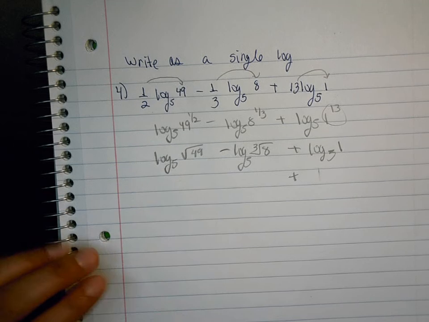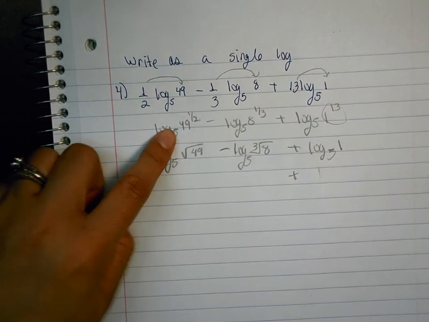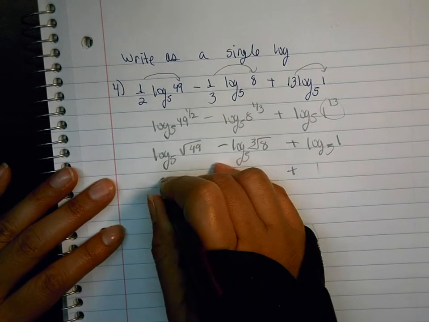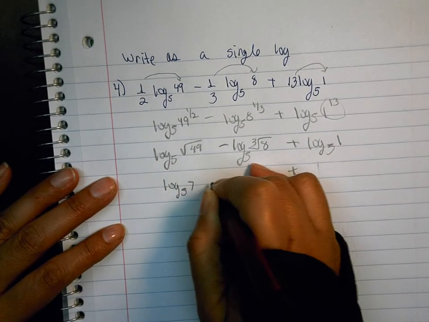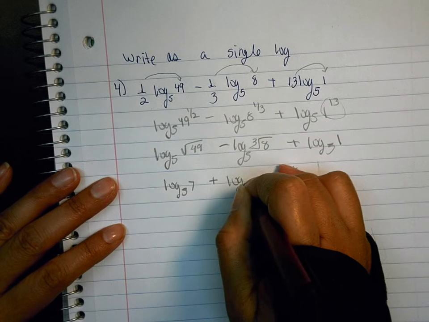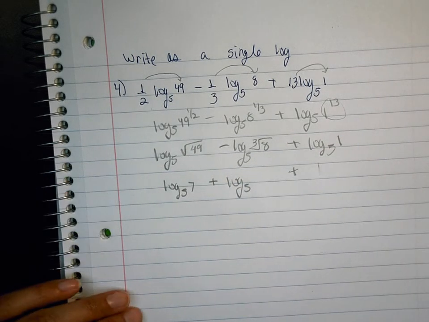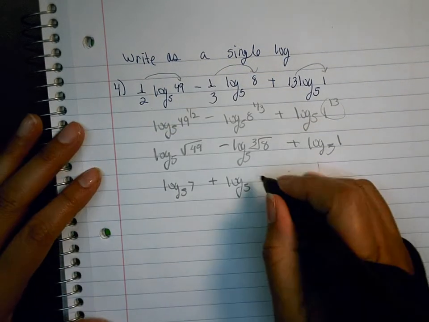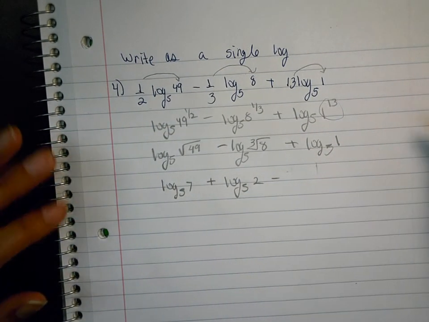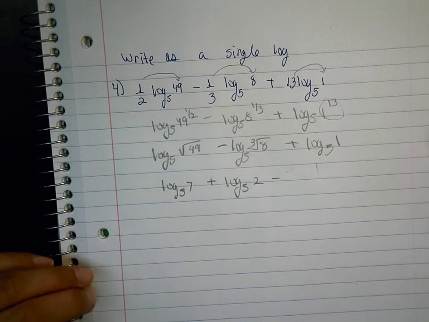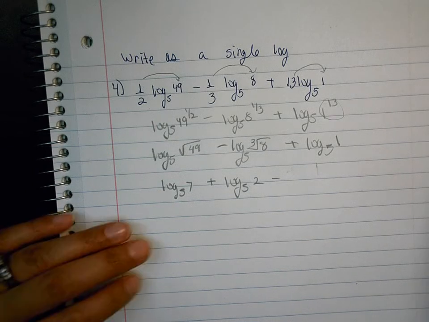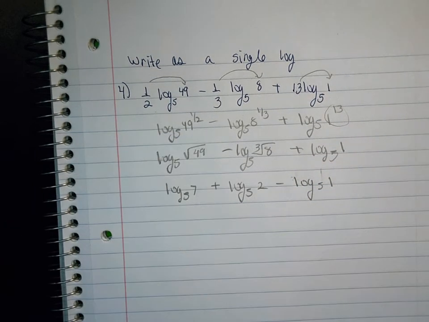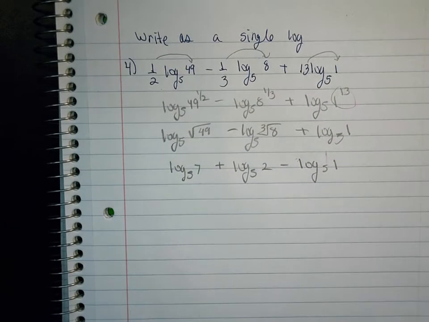You don't have to do this step if you can do it up here in your head. What's the square root of 49? So log base 5 of 7 plus log base 5 of what? Cube root of 8? What's the cube root of 8? 2 minus, what is log base 5 of 1? I'm going to leave it like that because I want to condense.